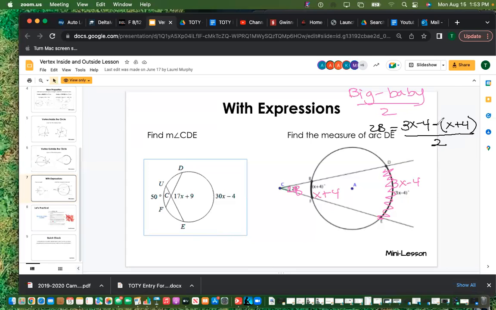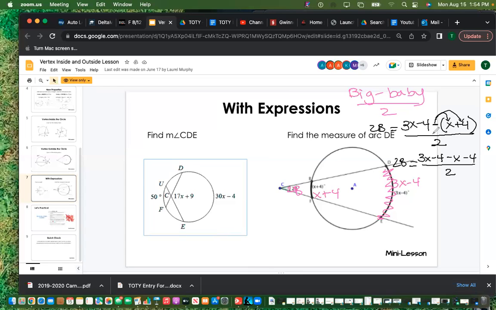First thing that you wanna do is you're gonna distribute this negative. Okay, notice how I'm distributing it not only to this x, but also to this 4. So this is going to be 3x minus 4 minus x minus 4 divided by 2 equals 28. Okay, so again, I took the big arc minus the baby arc. A lot of people forget that when I subtract the baby arc, I'm going to distribute that negative because it's not just one number. Does that make sense? A lot of people in my last class struggle with that.